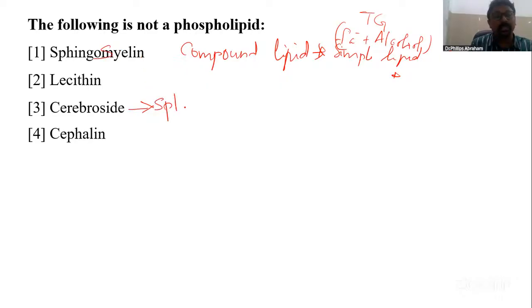Sphingosine is the alcohol, like our glycerol. Sphingosine plus fatty acid we call ceramide. To that, one sugar is attached. So cerebroside is the answer. All others contain a phosphate group.